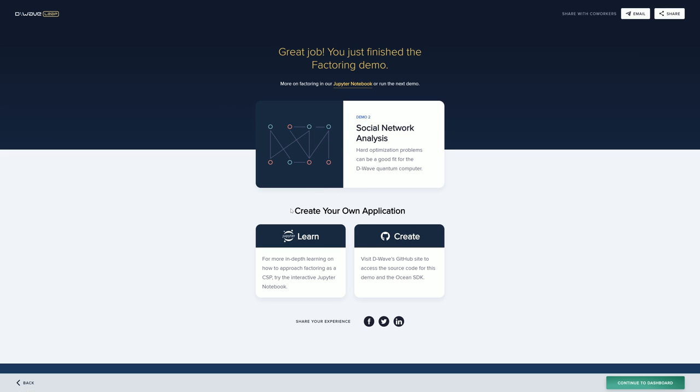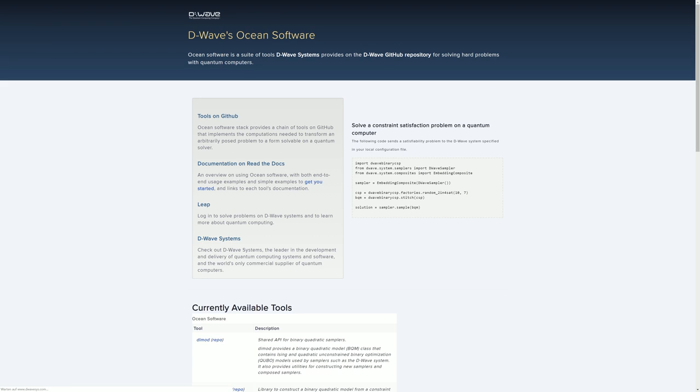Okay, great. Create your own application. That is the thing you can do. Learn more in-depth on how to approach factoring as a CSP. Try the interactive Jupyter Notebook. Visit D-Wave's GitHub to access the source code for this demo and the Ocean SDK. I need the Ocean SDK.